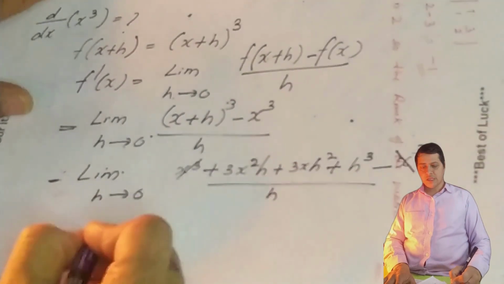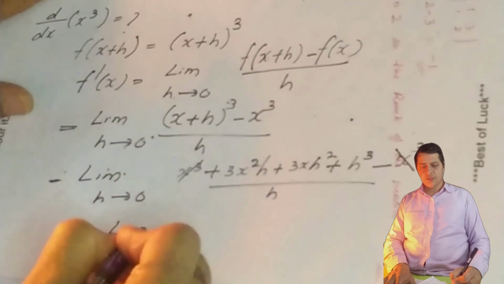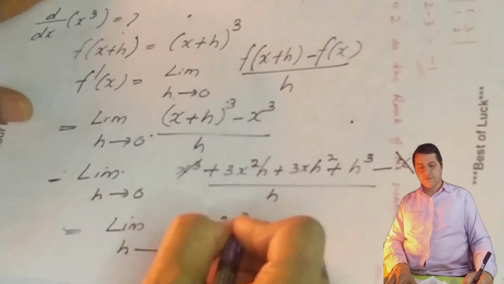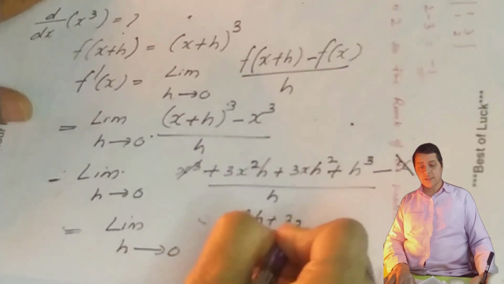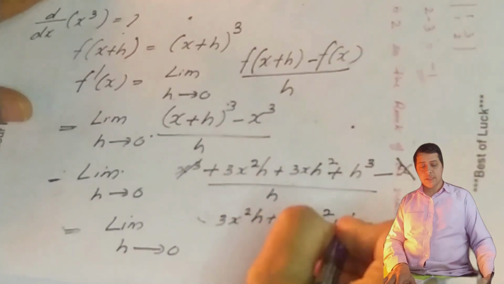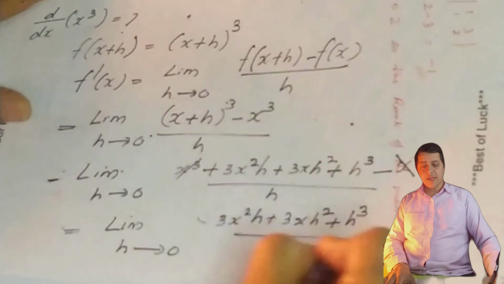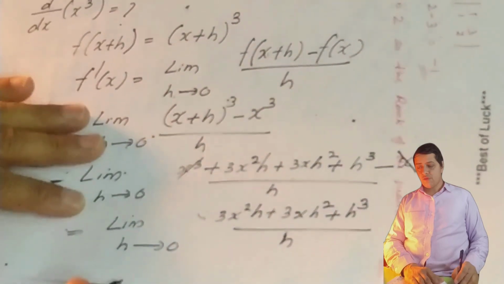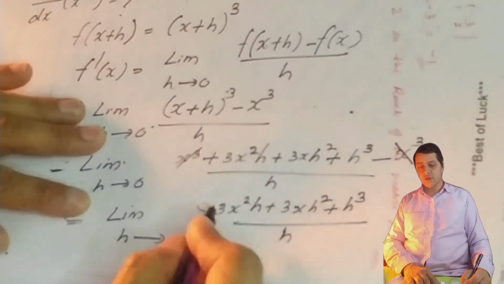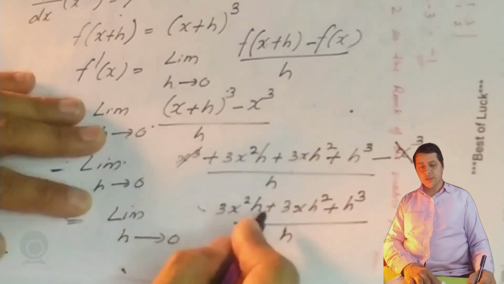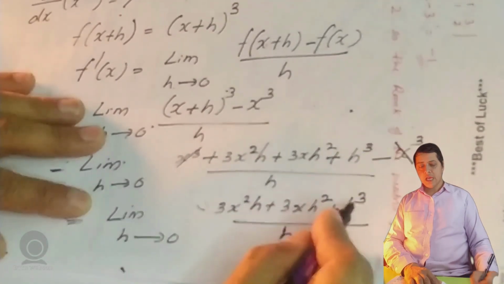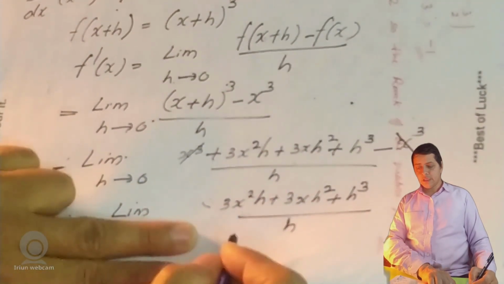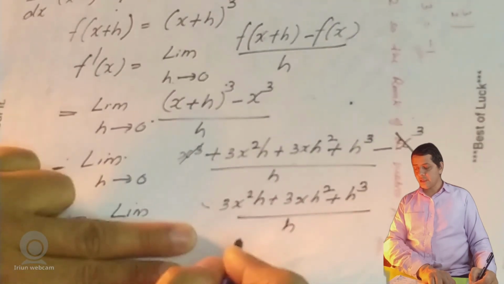Now let's see what is left over. We get limit h tends to 0, 3x square h plus 3x h square plus h cube by h. That's what we got till now. Now we further simplify by bringing this h in front. Because h is common, we can take the h common and cut. So finally we get 3x square.